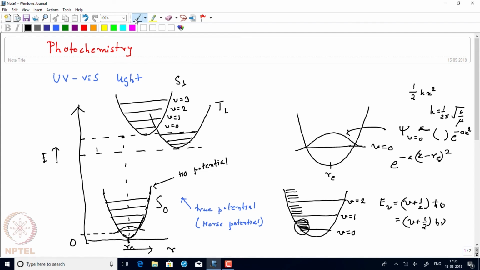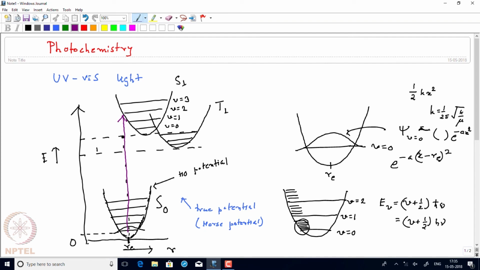Vertical in the sense that I'm not changing my position when I'm doing the electronic transition. So any electronic transition in this diagram, I'll show as a vertical transition. Let me just draw a vertical arrow. So this is basically how we represent an electronic transition.